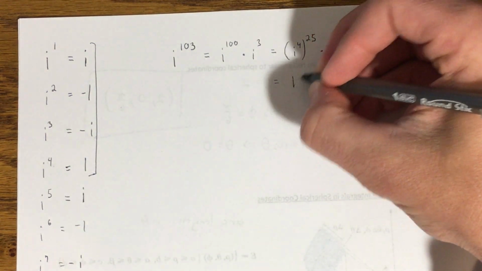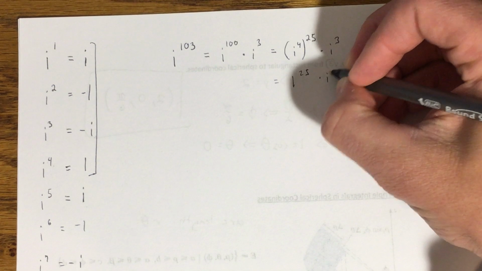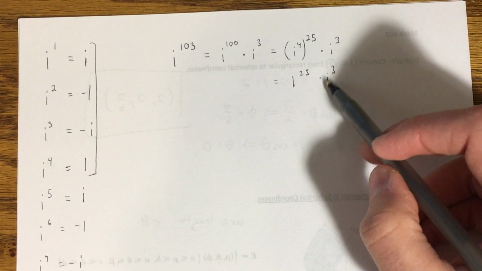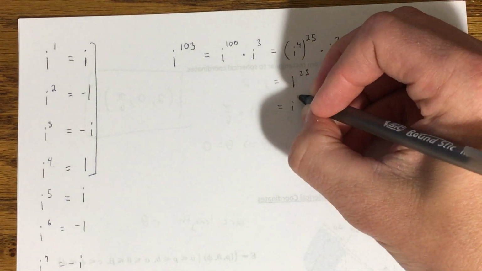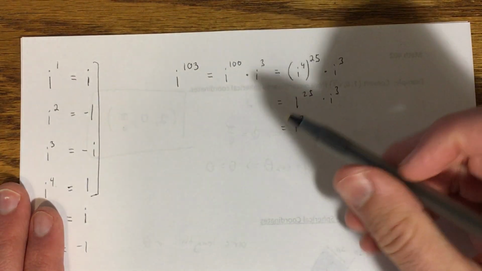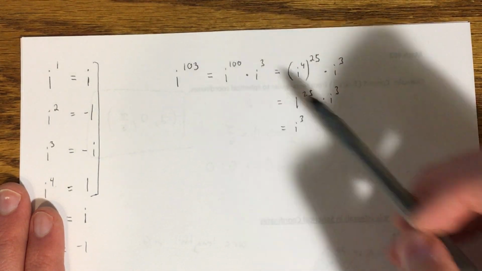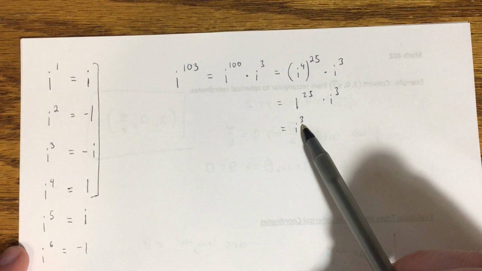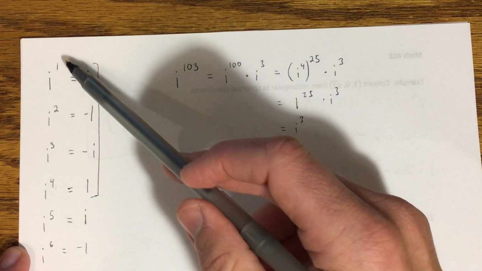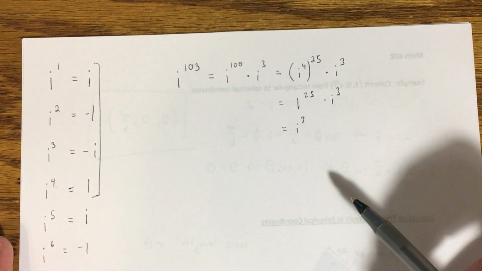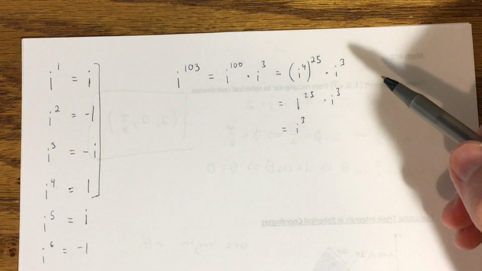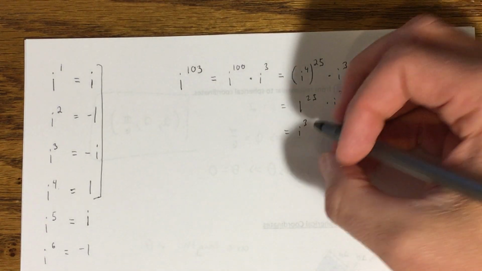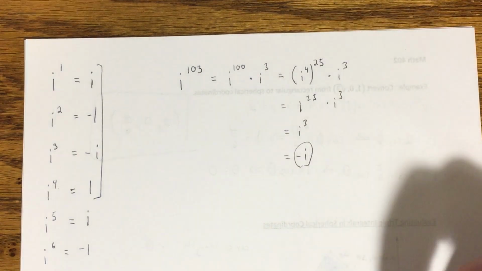So this is the same thing as 1 to the 25th power times i cubed. 1 to any power is just 1, and multiplying this by 1 is just going to give me i cubed. So if you notice, what I've done is I've taken this higher power of i, and I've reduced it down to i to a much smaller power, specifically one of these 4 powers here, 1, 2, 3, or 4. So that makes this a lot easier. If I use my list here, I know i cubed is equal to negative i. So this whole thing is equal to negative i.